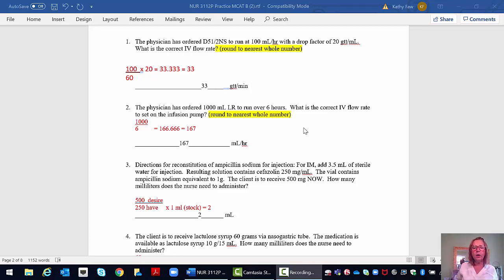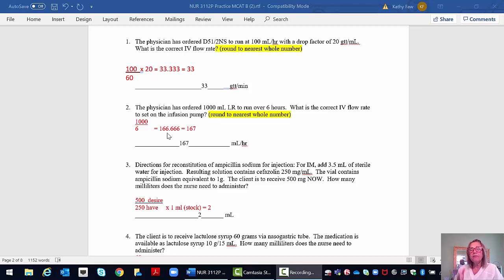Number 2, here we go. The doctor has now ordered 1,000 mLs of lactated ringers. It could be lactated ringers, it could be normal saline, whatever. But it's 1,000 mLs of it to run over 6 hours. So what is the correct IV flow rate to set on the infusion pump? Again, I highlighted round to the nearest whole number, and you don't do that until the very end. So you're going to take 1,000 and you're going to divide it by the 6 hours. And that equals 166.6667, what have you. Anyway, it's saying just round to the nearest whole number. So what is that answer?